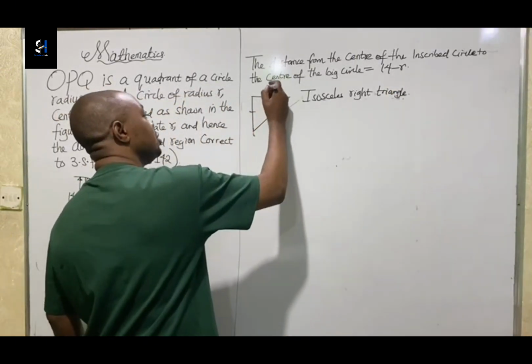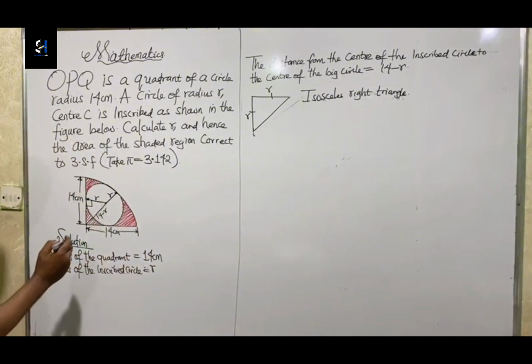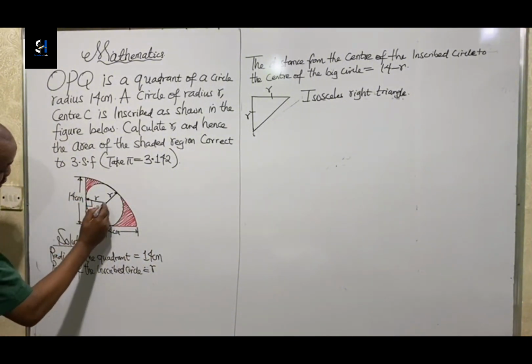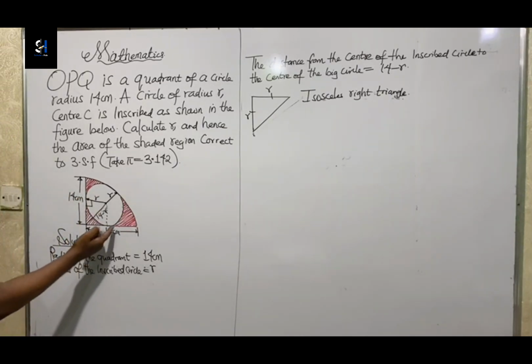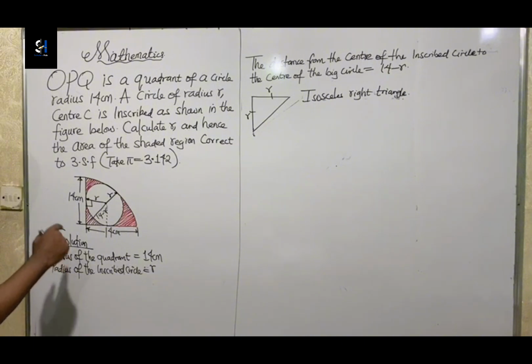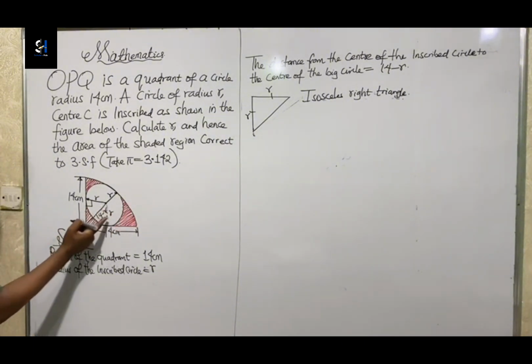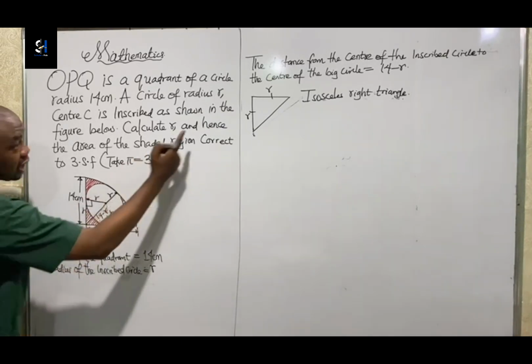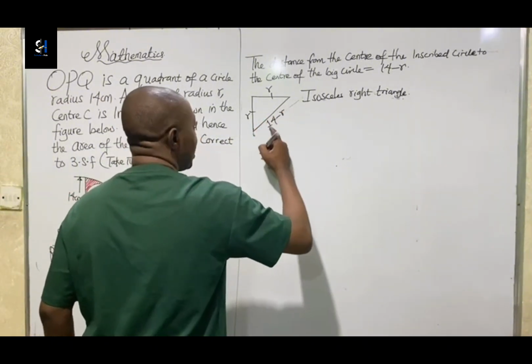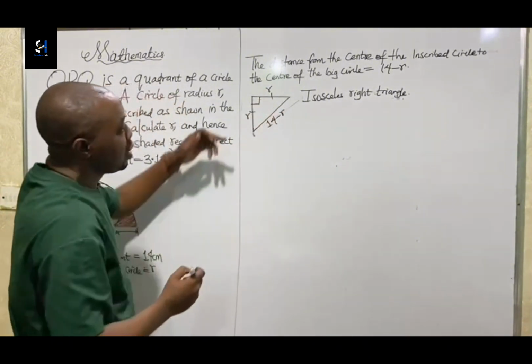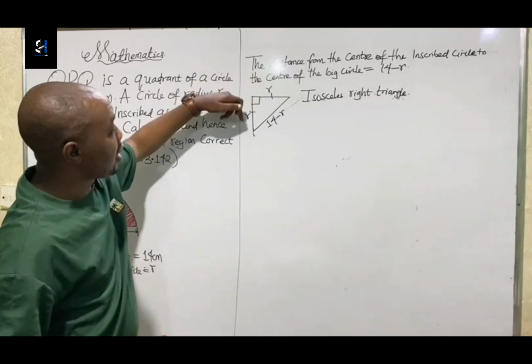So this will be radius, and this will be radius. If I drop a line from the center to the point of contact between the circle and the tangent, it will be a radius. So the corresponding side to this radius will be this side, which we have here as R. Now this side is the hypotenuse, and the two legs are each R.